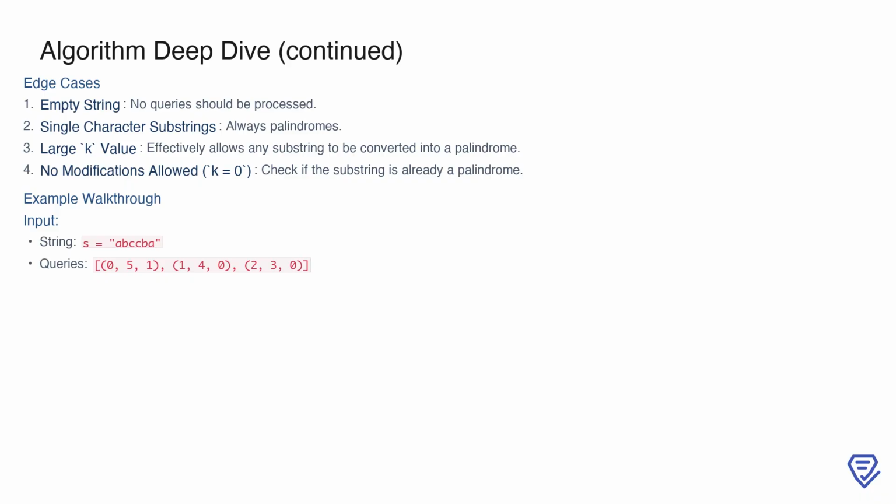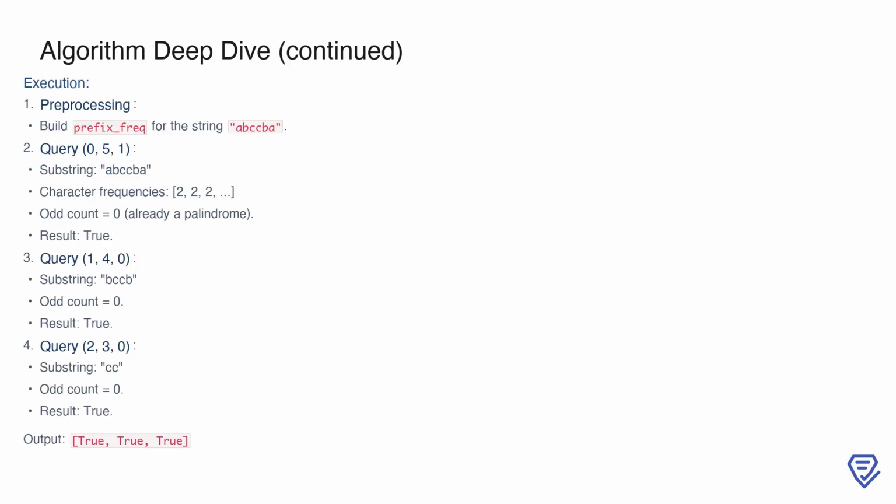Let's consider an example to illustrate this. Suppose the input string is s equals "atba", and we have 3 queries: [0, 5, 1], [1, 4, 0], and [2, 3, 0]. Each query will help us see how the algorithm evaluates different substrings under varying constraints. Let's walk through the example step by step. First, we pre-process the string to build the prefix frequency array. This array tracks the cumulative frequency of each character at every index.